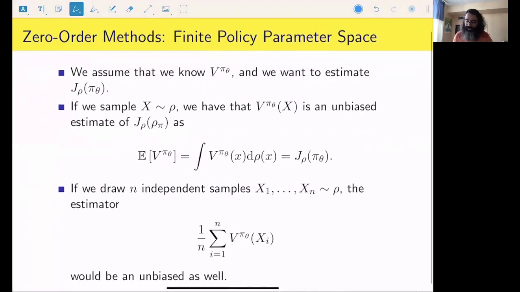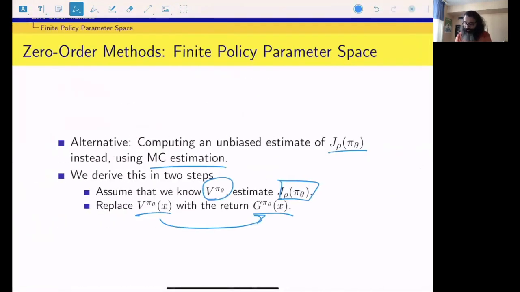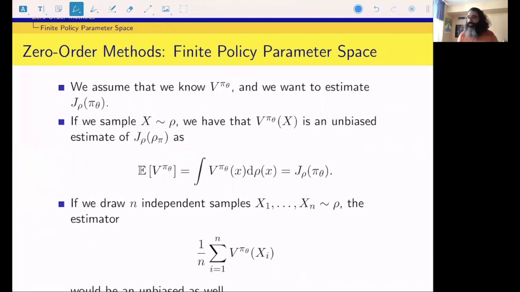Okay, so first we start from the first case. Maybe before that, any questions so far on the idea here? Okay, so we assume that we know v of pi theta, and we want to estimate J of rho.